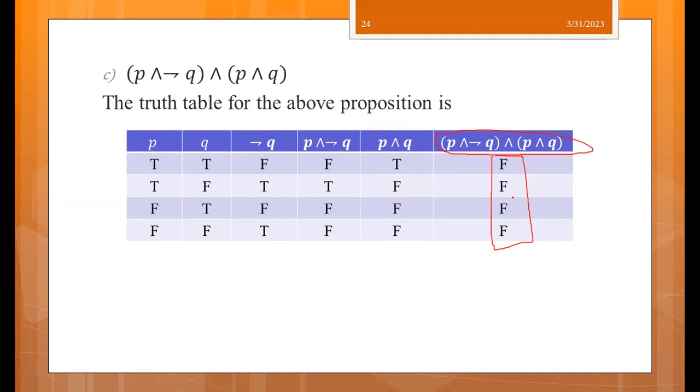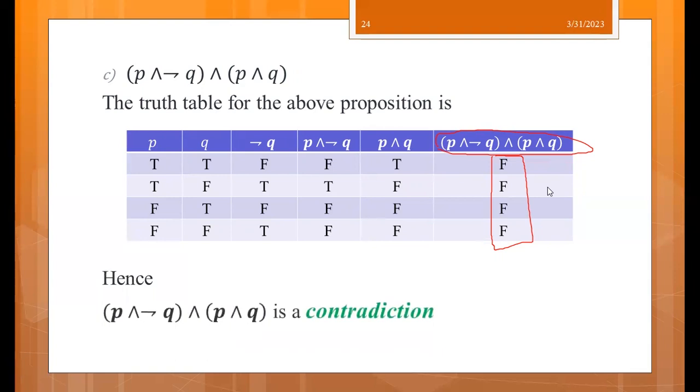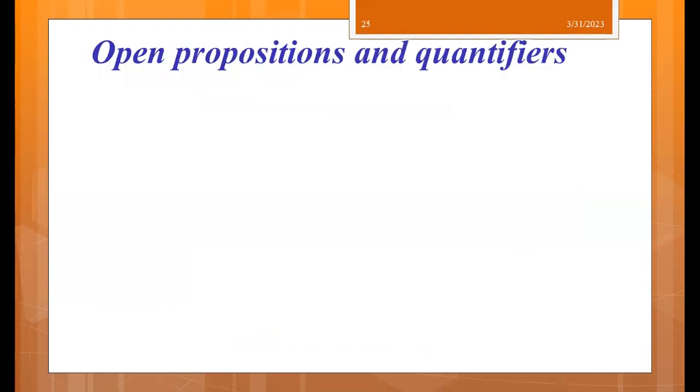Therefore, a compound statement which is always false, whatever the truth values of its component statements are, is a contradiction. So P and not Q and P and Q is a good example of a contradiction. That is what we have about contradictions and tautologies.